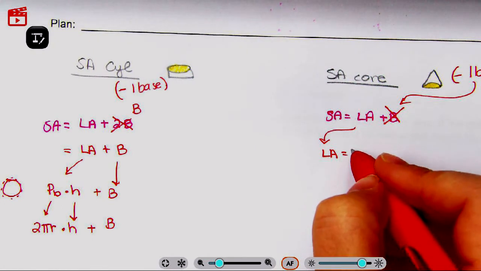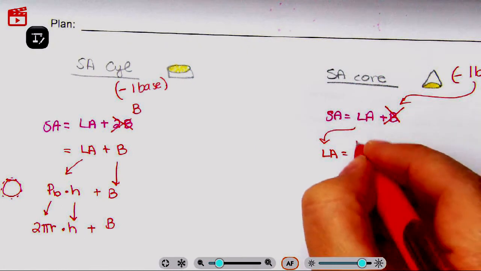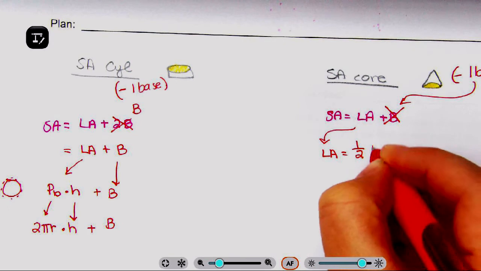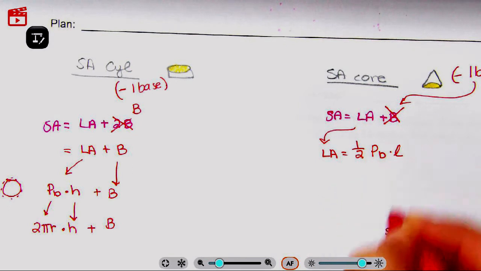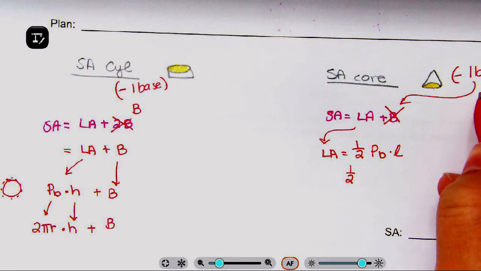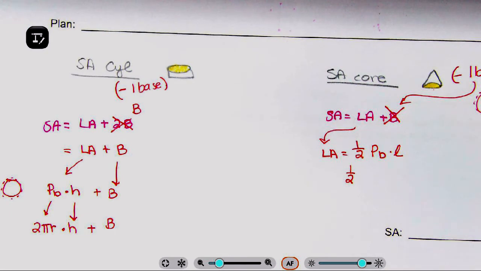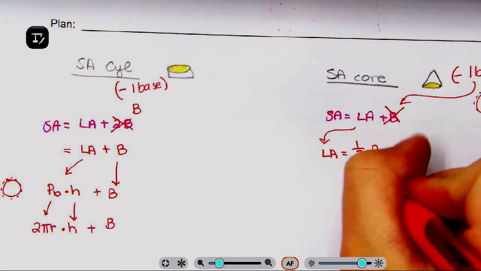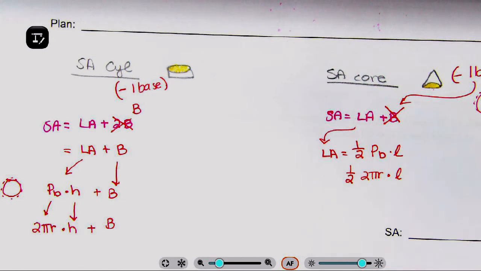Now let's go to the lateral area of the cone. Lateral area of the cone is 1/2 times the perimeter of the base times slant height. Now what is the perimeter of the base? Again, the base is a circle. So what is the perimeter around the circle? That is also called your circumference. And what is the circumference of a circle? It is 2 pi r. And then we have our slant height.